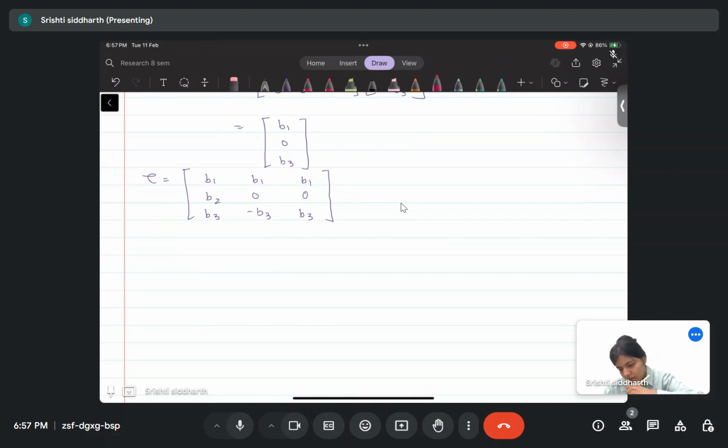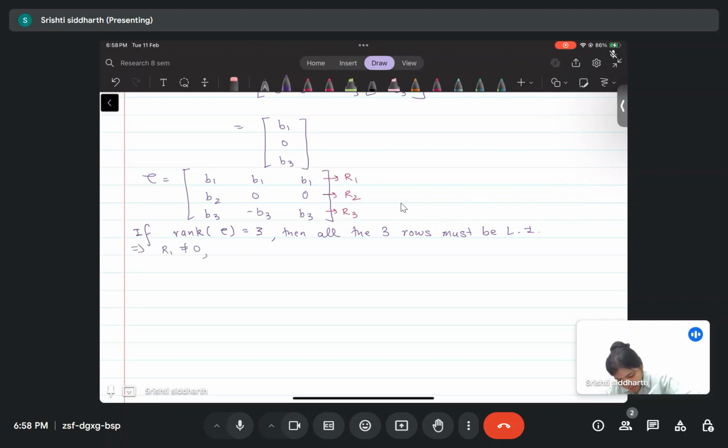So let's see. The rank of the controllability matrix has to be 3. All the 3 rows must be linearly independent. So this is the first row, second row, and third row. This implies that a whole row cannot be 0, right? So R1 cannot be 0.